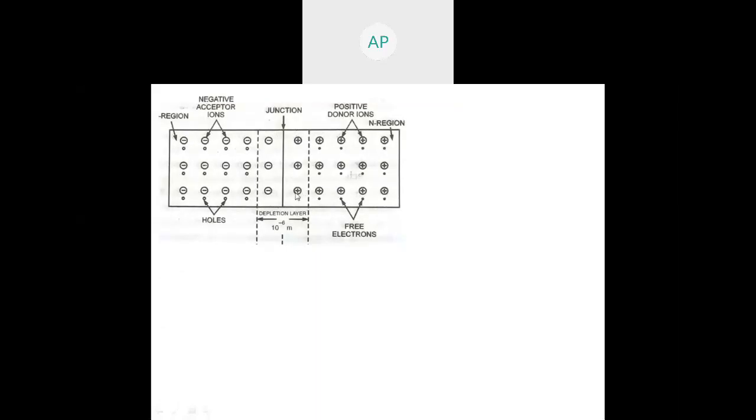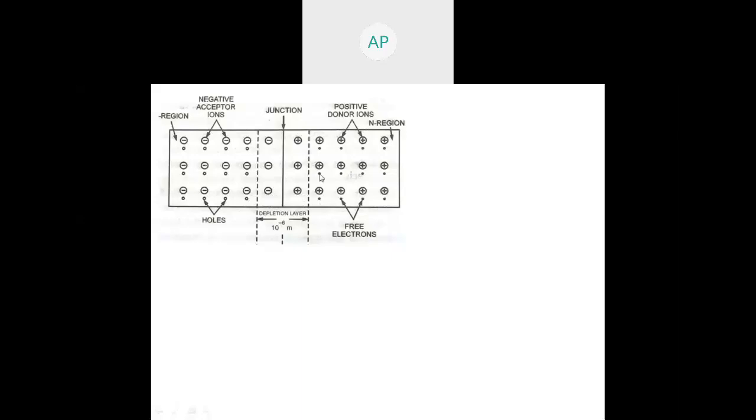Or we can say that near the junction, positive ions are developed because one free electron is combined with one hole. This is one process. At the same time, this hole is accepting the electrons, so one ion is produced, which is an acceptor, represented as a minus sign with a circle. So there are negative ions.